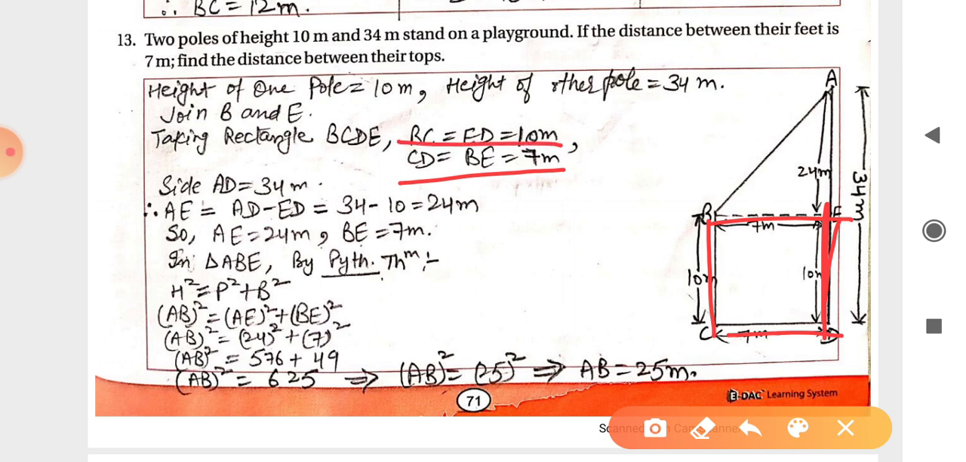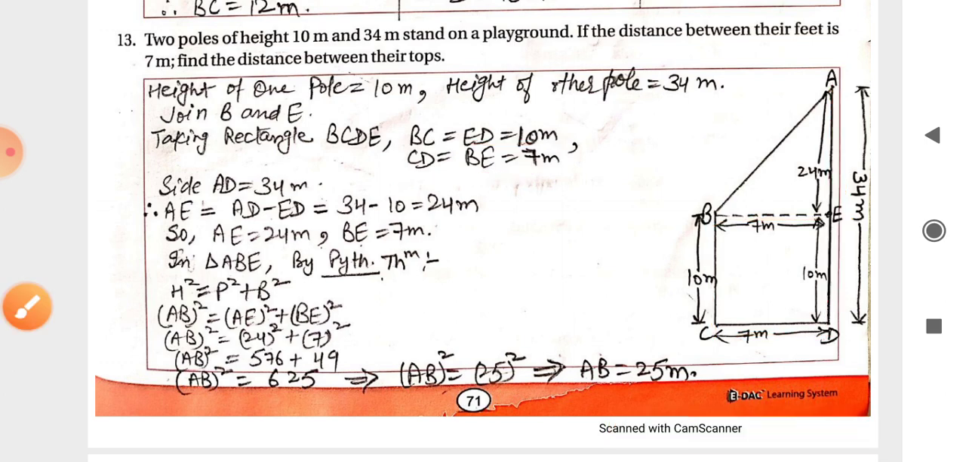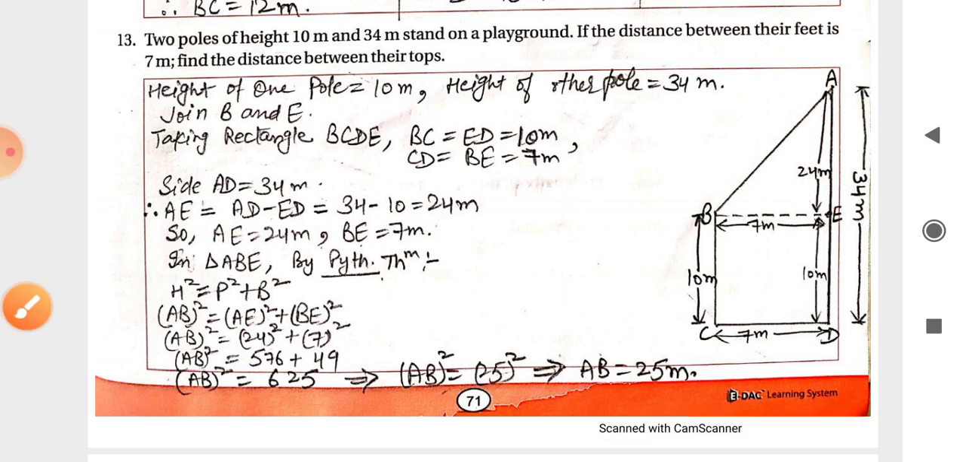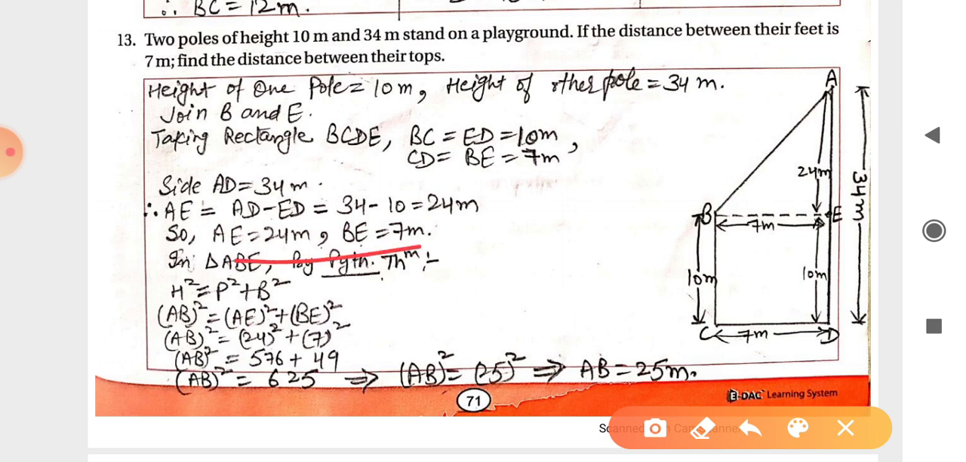But we are given that AD is 34, and we get ED is equal to 10. If the total is 34 and this portion is 10, then after subtracting we get the value of AE. So AE is equal to AD minus ED, that is 34 minus 10, which is 24 meter. So AE is equal to 24 meter and BE is equal to 7 meter.